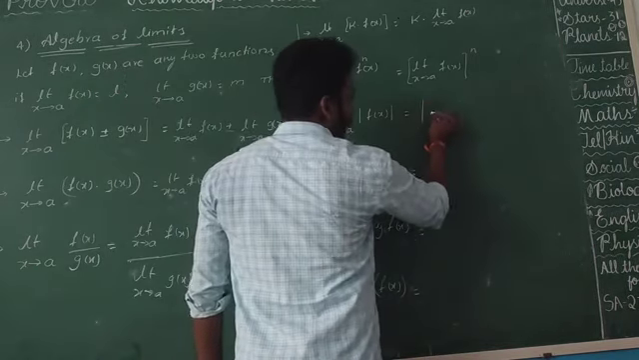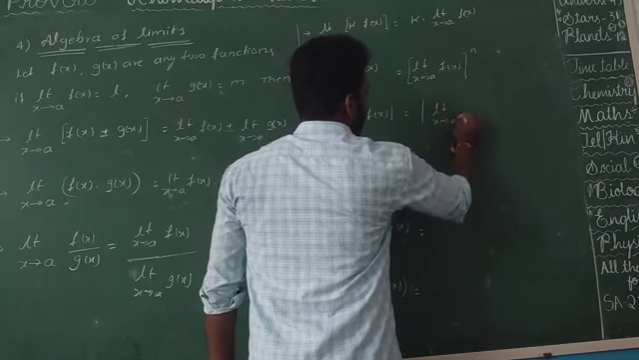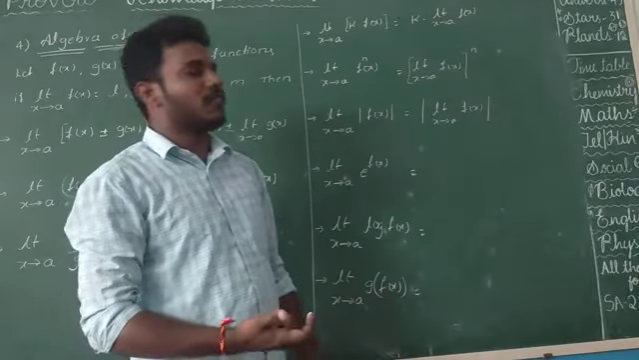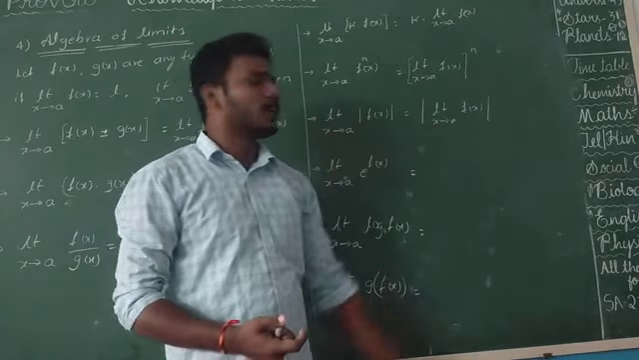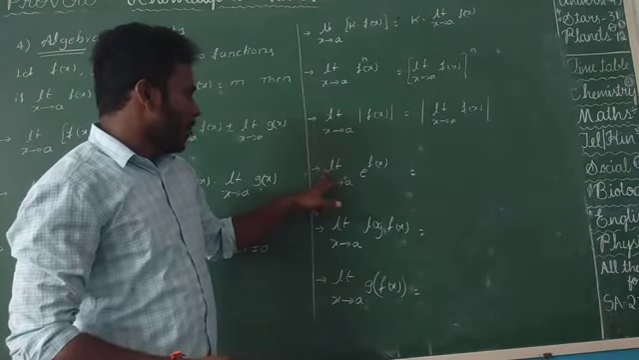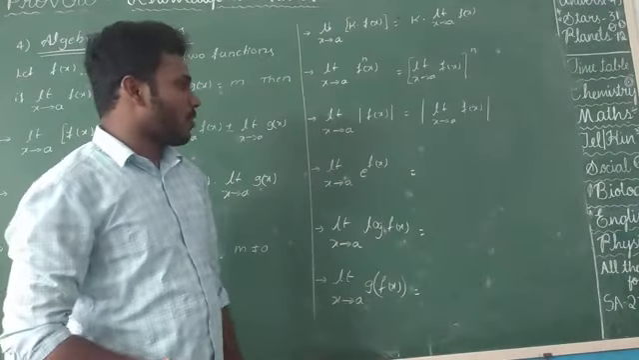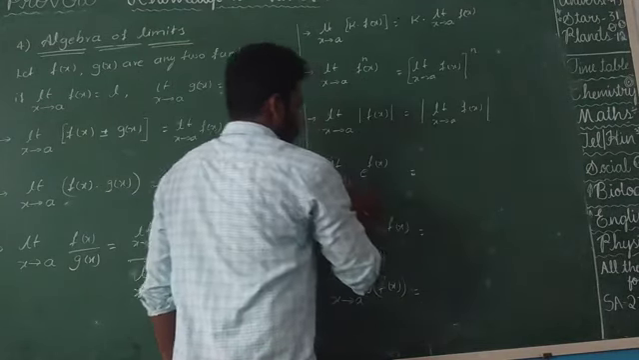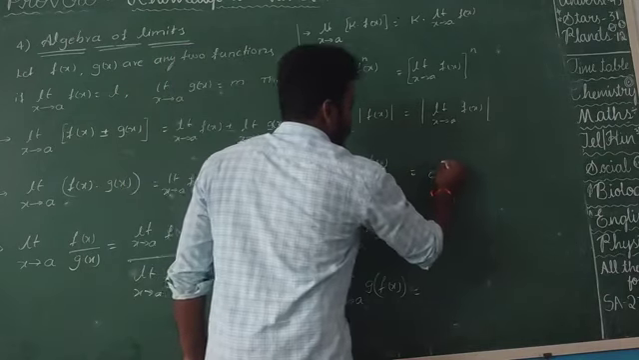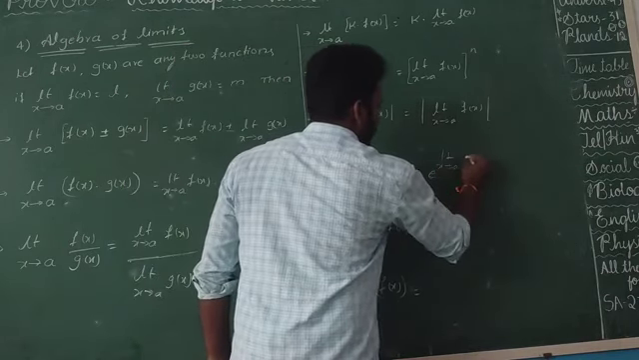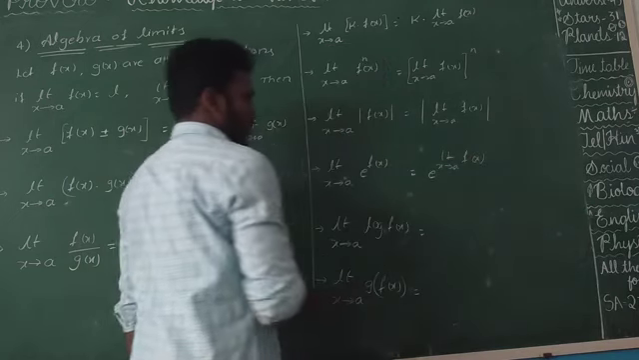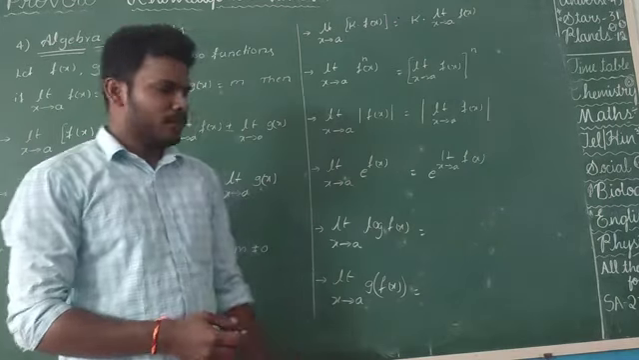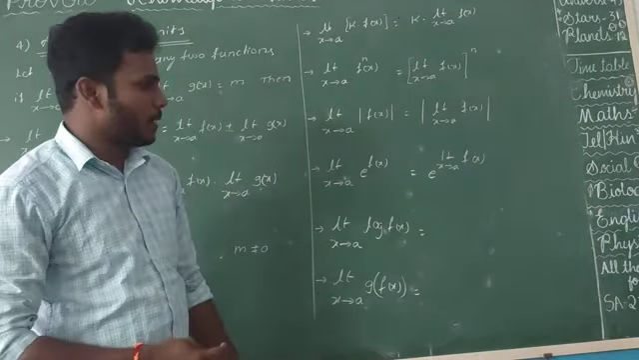You can write this as the mod of limit x tends to a, f of x. That operation should be applied to the overall limit value. For the limit of the function, you can apply the mod value, and that will split it. Next, limit x tends to a, e power f of x: the exponential can be taken outside, that is e power limit x tends to a, f of x. So the limit is taken only for the function, that's why it is e power limit x tends to a, f of x.